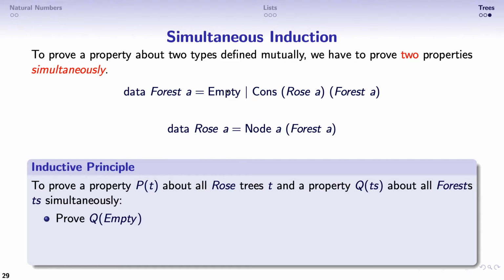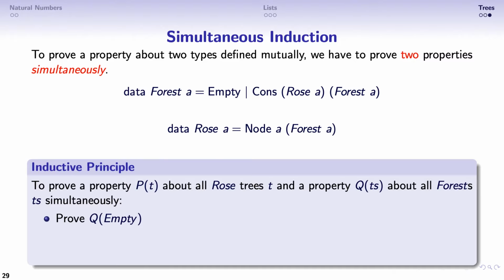And then all of the other two cases, the case for cons and the case for node, are both inductive. Why? Because cons mentions rose and forest, which are the two sets we're doing induction over simultaneously. And rose mentions forest, right? So they both mention one or more of the inductive data types that we're doing induction on. So we prove the property Q for empty, our base case.